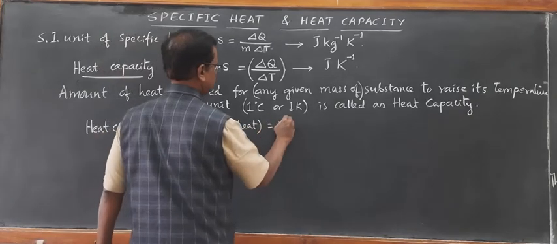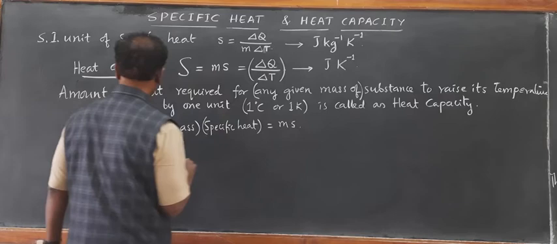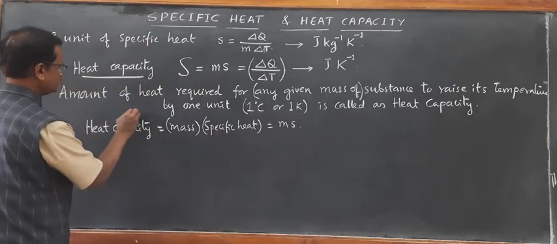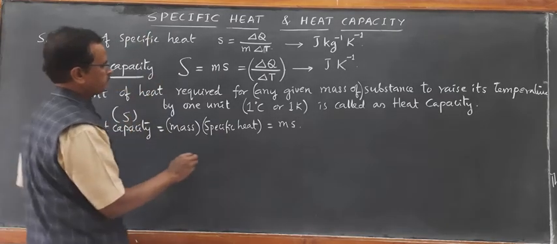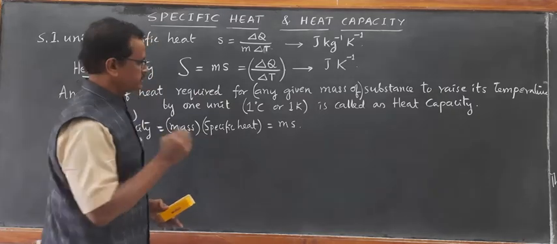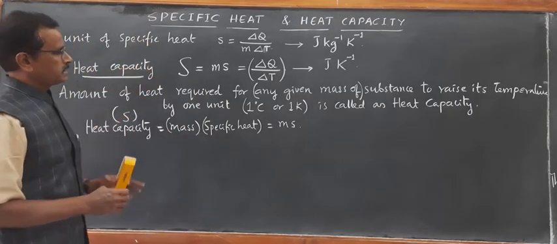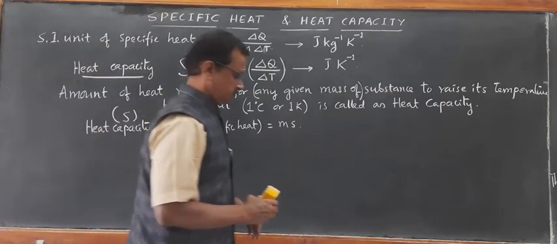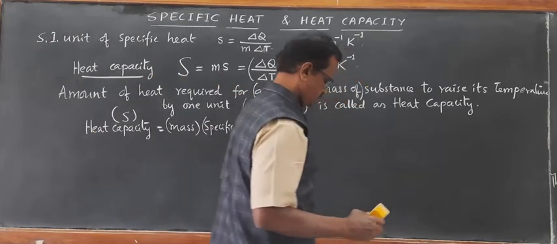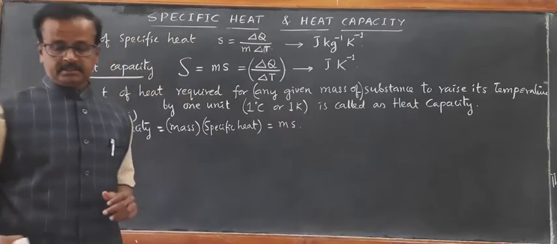That is equal to m into s. So heat capacity, remember, is denoted by capital S, whereas specific heat is denoted by small s. That is the difference. Now let us understand what is the meaning of specific heat and heat capacity.